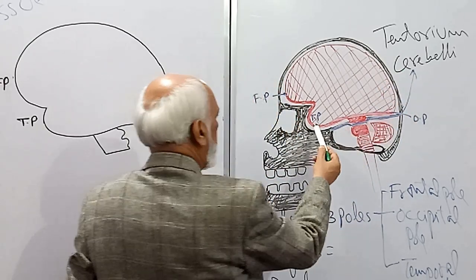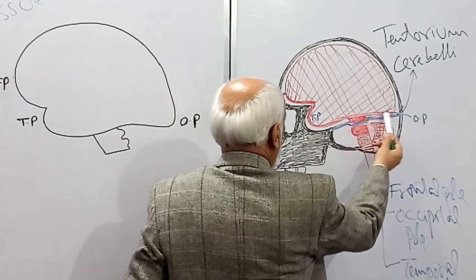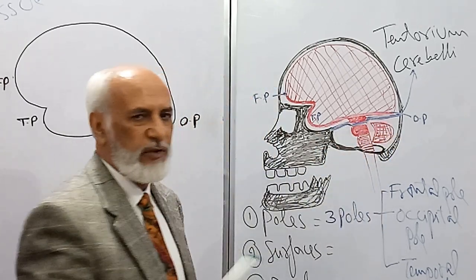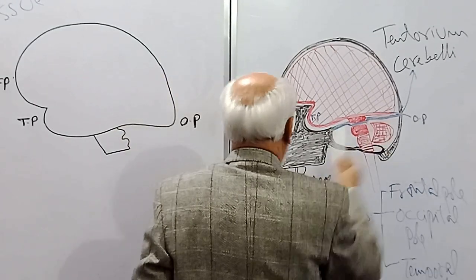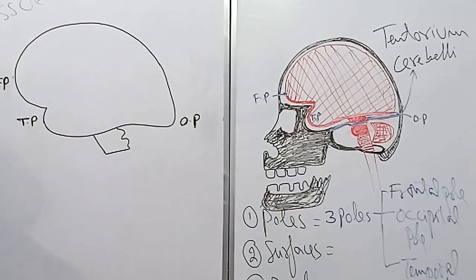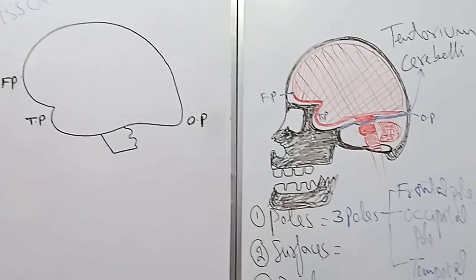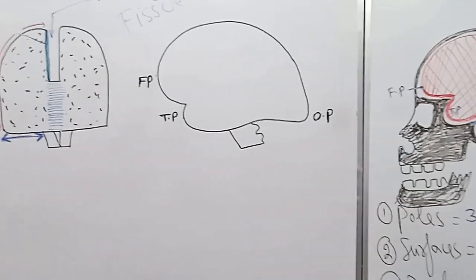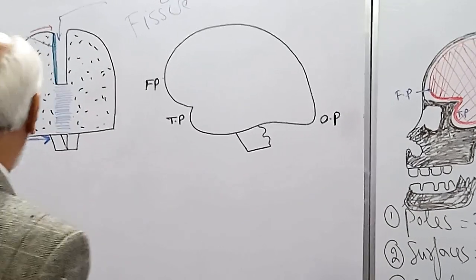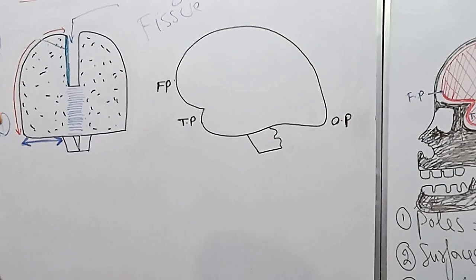So this is why this part of the basal surface of cerebrum is also known as the tentorial part, because it rests mainly on the tentorium cerebelli. So this was about the basal surface of the cerebral hemisphere.